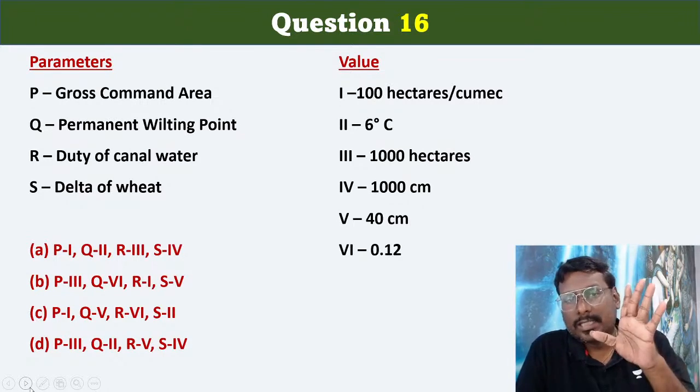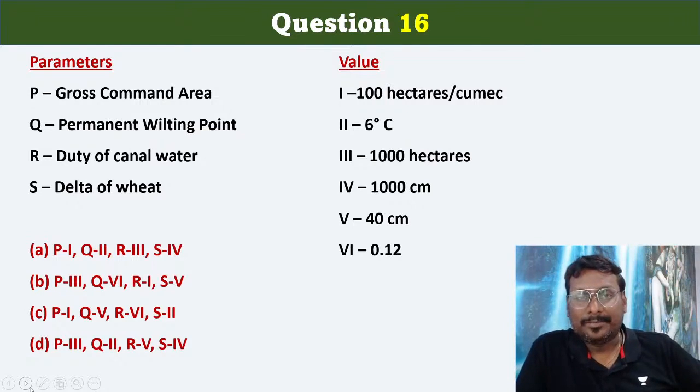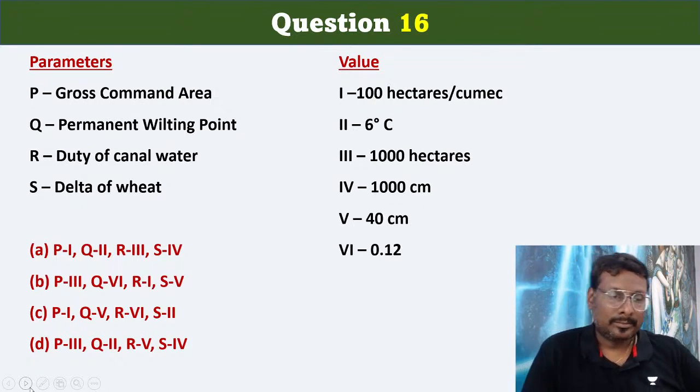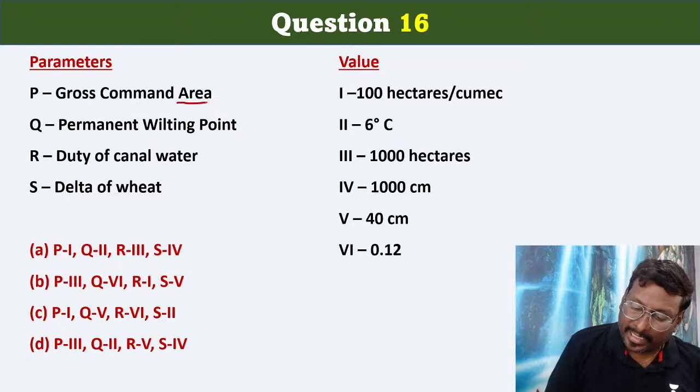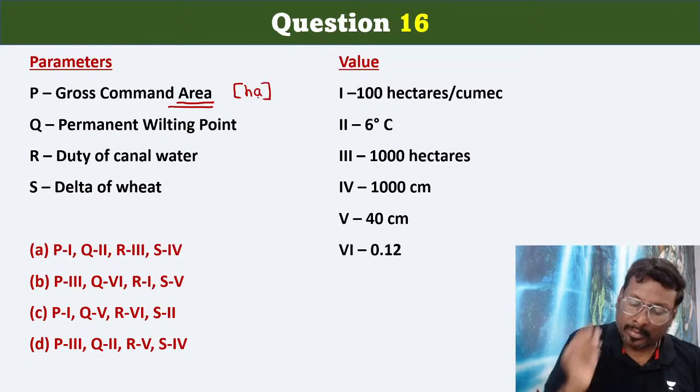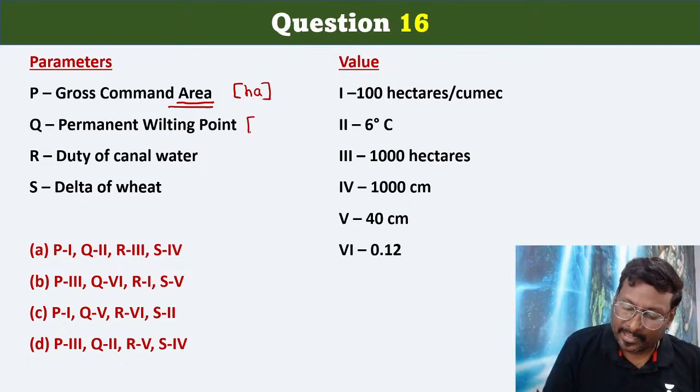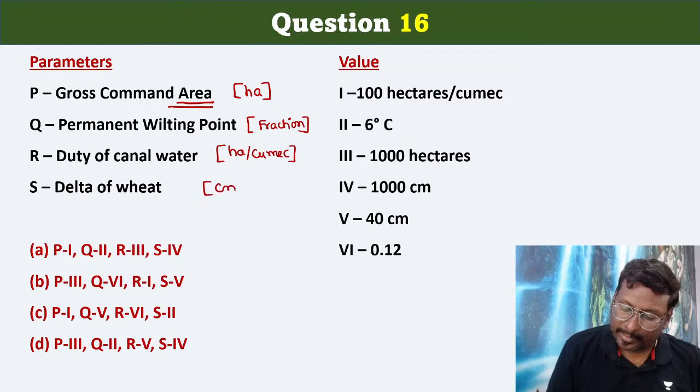Match the following question. If you know units, that is easy. No need of values. You need only units. Gross command area, this is in hectare. Permanent wilting point is in percentage or fraction. Duty, hectare per cubic. Delta, centimeter.